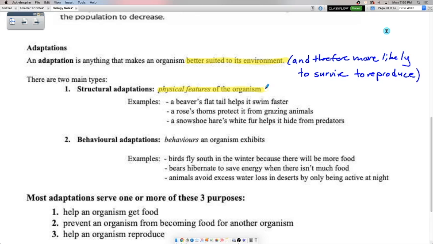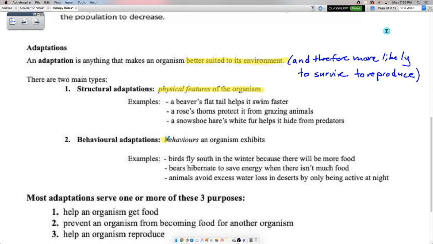A rose's thorns protect it from grazing animals, right? That's a structural adaptation. Makes it more likely to survive because not many things are going to want to eat a prickly rose. A snowshoe hare's white fur helps it hide from predators, right? Camouflage. Now it blends in. If a fox is looking to eat a hare, they can't find it as easily because it's white on a snowy background. And then there are behavioral adaptations.